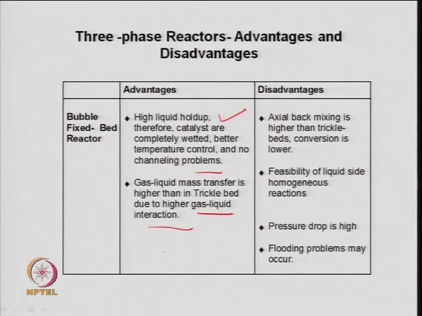A disadvantage is that axial back mixing is higher than in a trickle bed reactor. It behaves like a CSTR, so back mixing will be an issue, and because of the back mixing the conversion will be lower. Another is the feasibility of liquid side homogeneous reaction. The volume of liquid in the bed is now higher, so there may be a chance of homogeneous reaction in the liquid. That is again a problem.